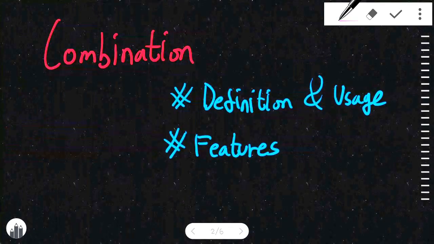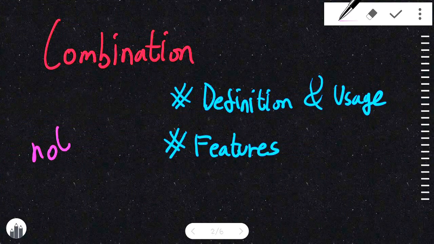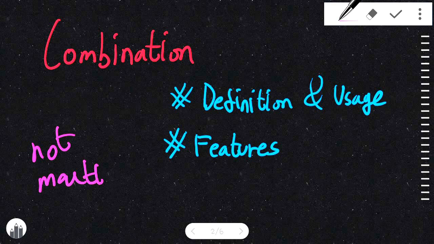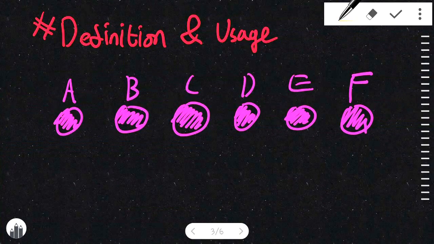As I mentioned before, combination is when the order of the sets does not matter. The main concepts we'll study today are the definition and usage of combination and its features. The definition and usage of combination.